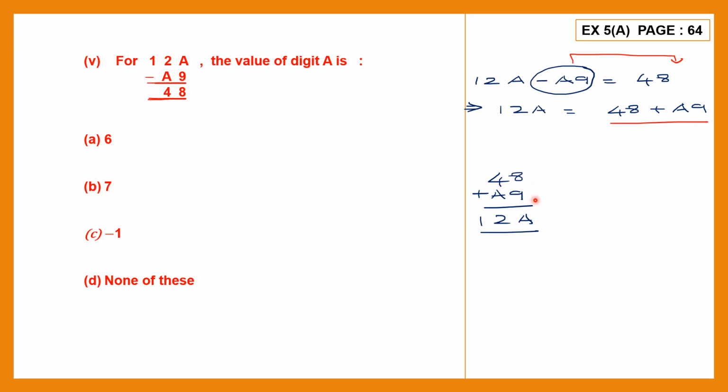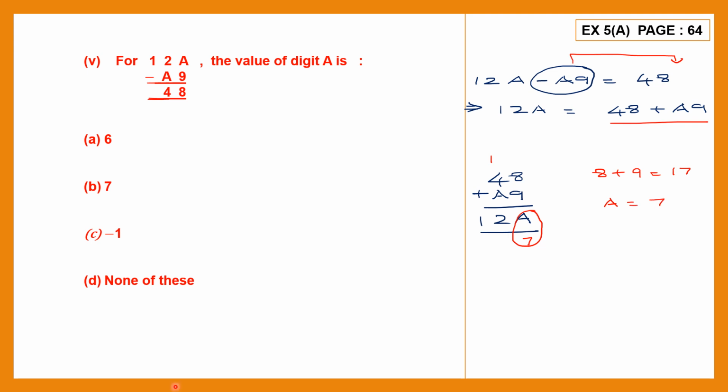So I have put it this way. Now let's add this 8 plus 9. Okay, so let's add that. 8 plus 9 is 17. So we write 7 and we carry over 1. That means we have found the value of A. A is 7. So A is equal to 7.